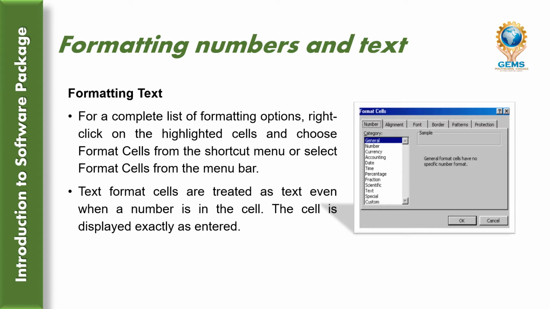For a complete list of formatting options, you can right click on the highlighted cells and choose Format Cells from the shortcut menu, or select Format Cells from the menu bar. Cells formatted as text are treated as text even when a number is in the cell, so the cell is displayed exactly as entered. You can see here in the Format Cells image there are different categories.